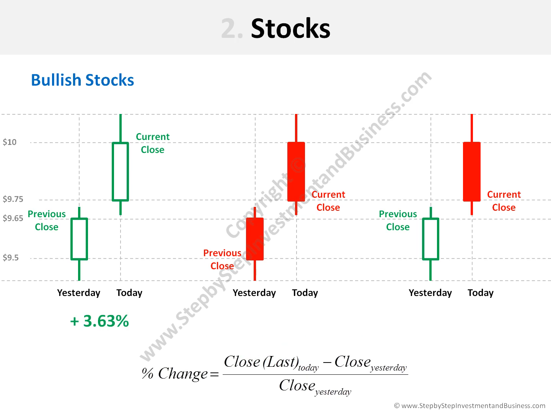So, the percentage change in the stock price relative to the previous day is calculated as follows. The close of today minus the close of yesterday divided by the close of yesterday. Remember that we use the close of today when the trading day is ended. If the trading day is not ended, instead of using the close, we will use the last.